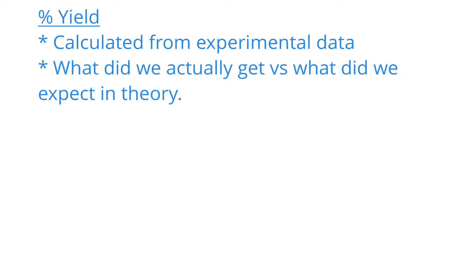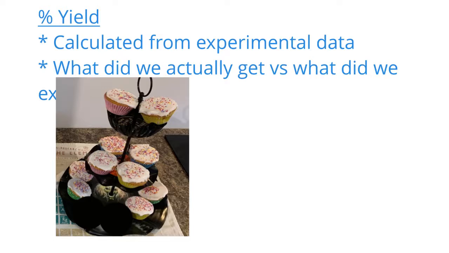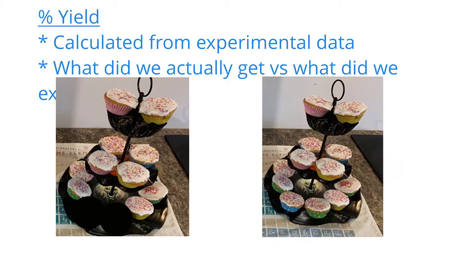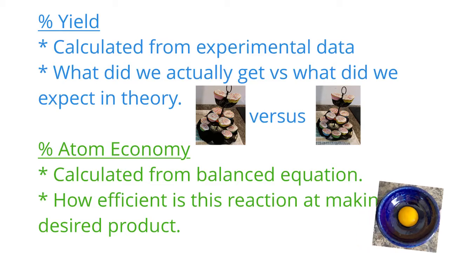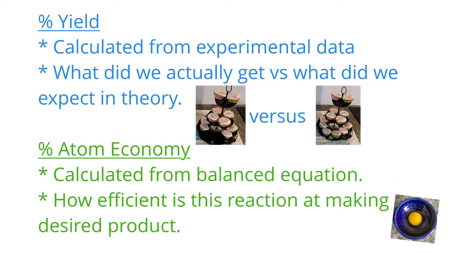So our percentage yield, we are looking at experimental data and we're comparing what we actually get versus what we expected to get, and we're working out a percentage from that. The atom economy we calculate from the balanced equation alone. We don't have to do a reaction. We can look at the balanced equation and figure it out from that. And it's really a measure of how efficient is the reaction at making the desired product without any unwanted leftovers at the end.